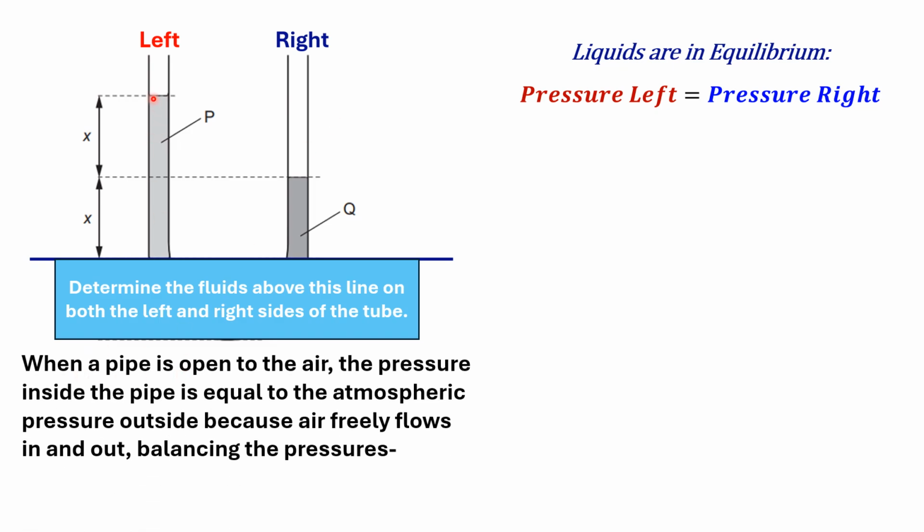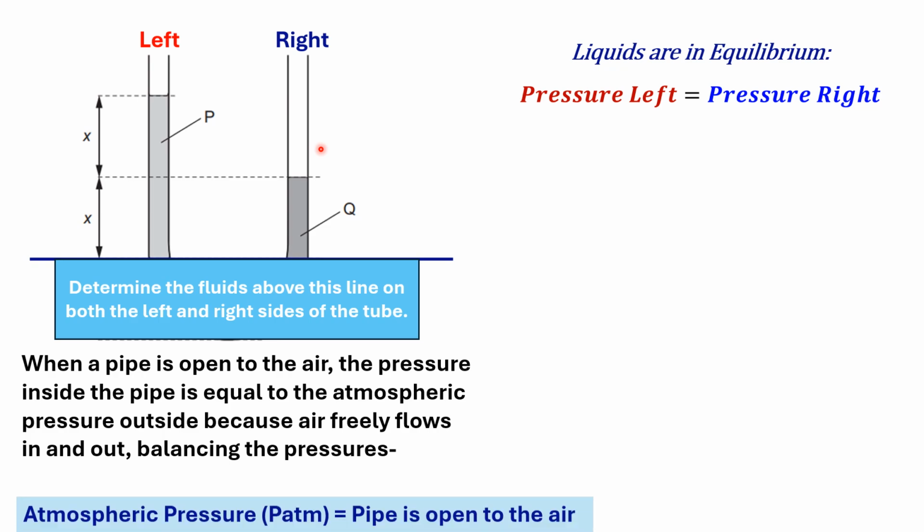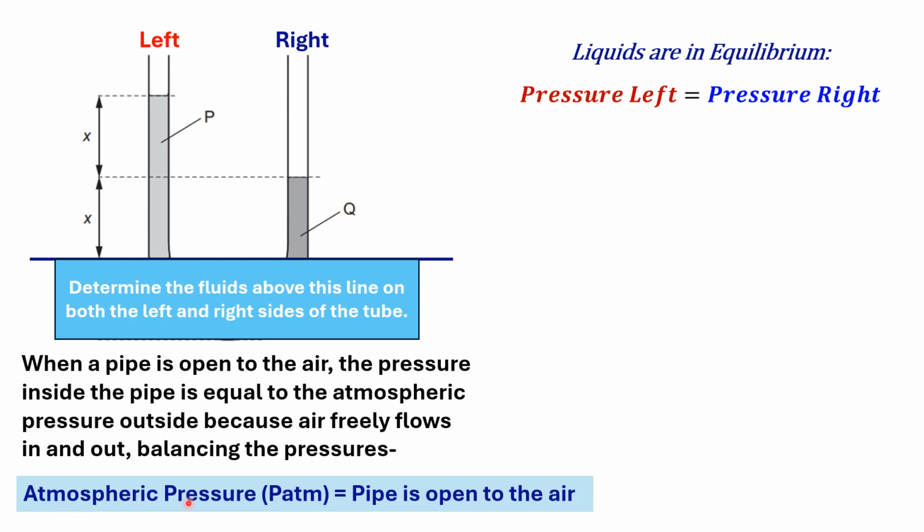When a pipe is open to the air, the pressure inside the pipe is equal to the atmospheric pressure outside, because air freely flows in and out, balancing the pressures. So atmospheric pressure, or PATM, is when the pipe is open to the air. Now back to our equation.